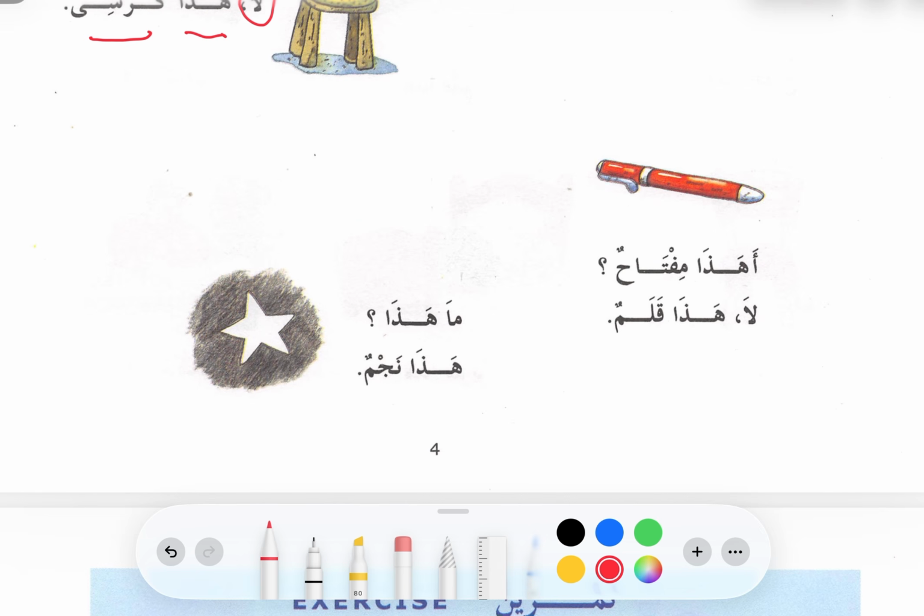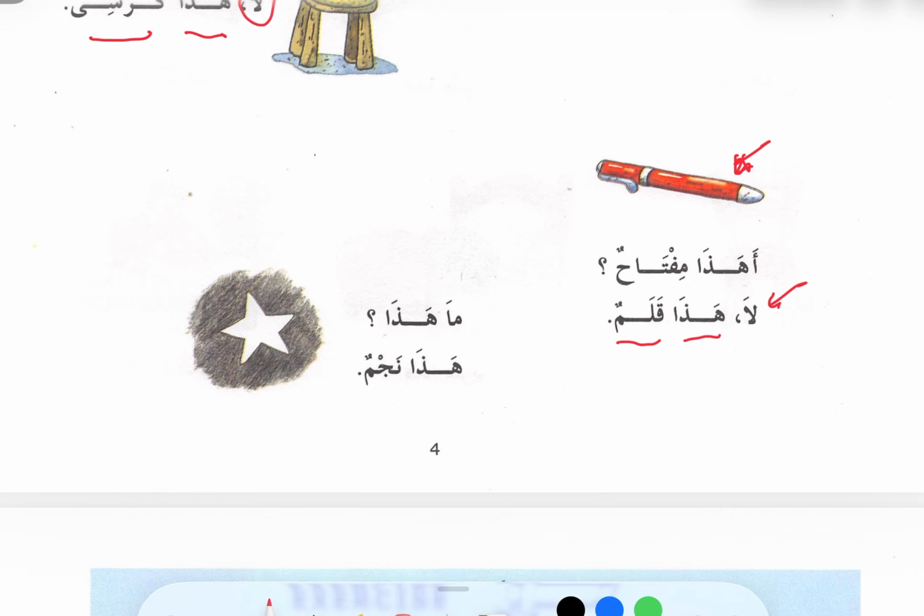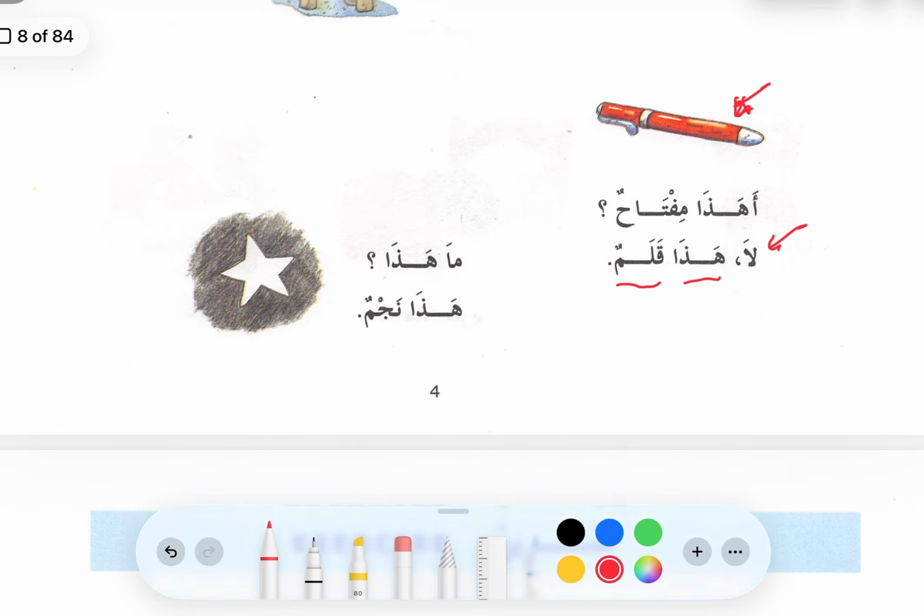The next is hada miftah. Is this a key? Miftah is a key. Is this a miftah? No, isn't it? So we answer la. Hada qalam. Hada is mubtada, qalam is khabar. Then there's a question: ma hada? What is this? Hada najm. This is a star.